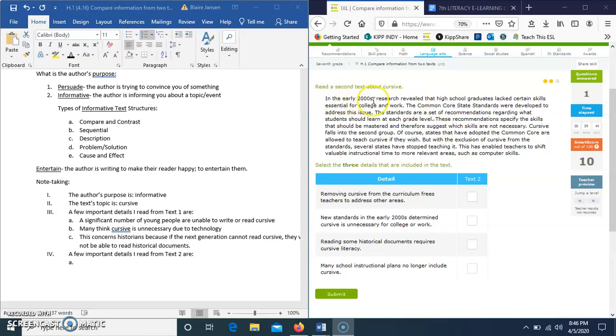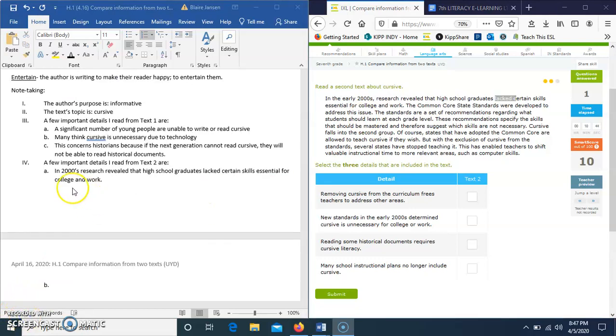In the early 2000s, research revealed that high school graduates lacked certain skills. This word lacked shows me that they think that these high school graduates weren't even close to ready. They clearly were missing something, and they were missing skills for college and work, which is the whole point of high school. So that's an important fact I think is worth noting. So I note that down as an important fact, that in the 2000s, research revealed high school graduates lacked or didn't have skills they needed for college and work.